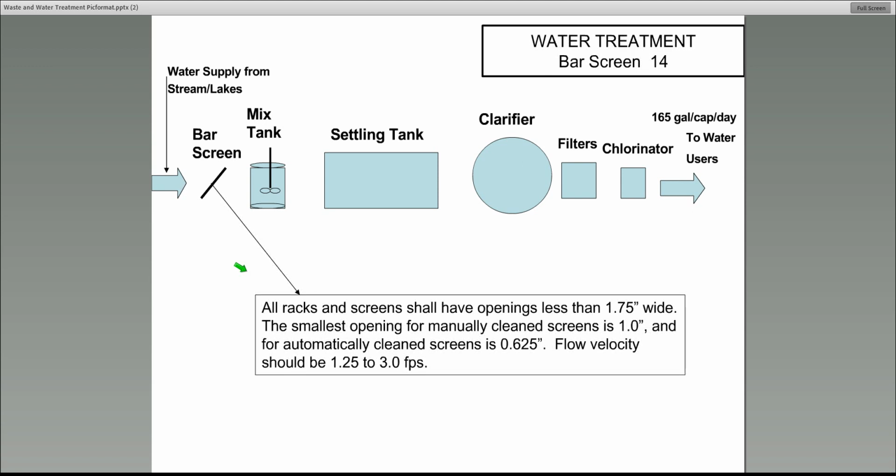Okay, the bar screens are mainly used where you're pumping from a lake or a stream. The bar screens are to knock out the large fish and twigs and branches that may get into the water treatment system and cause a problem.